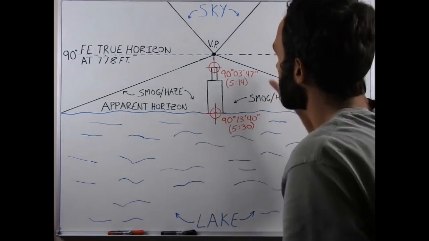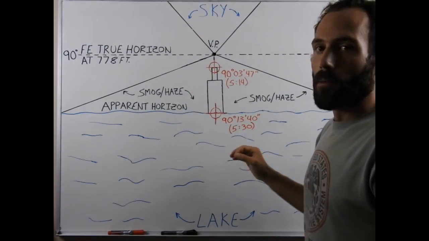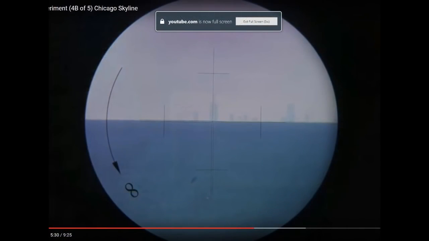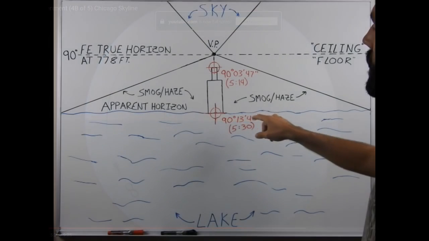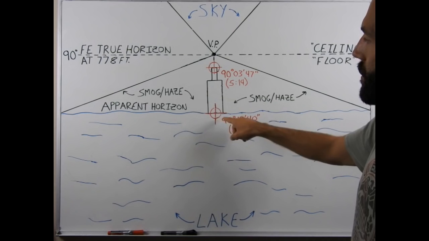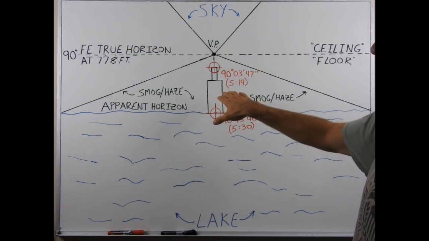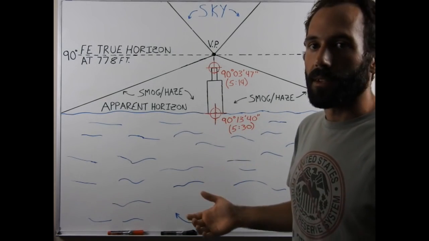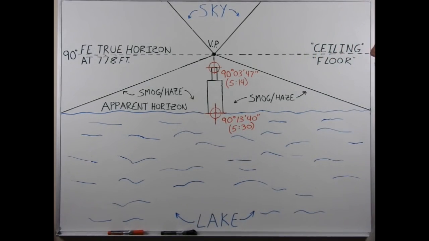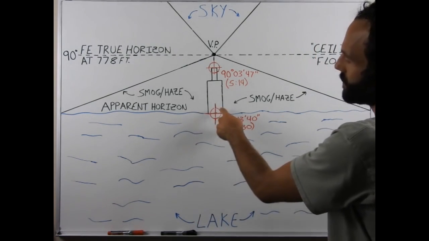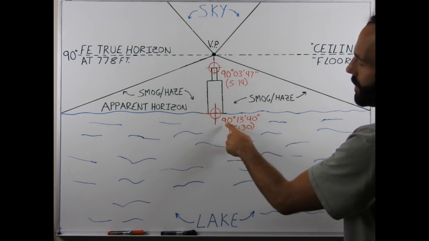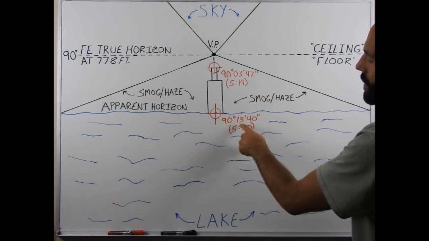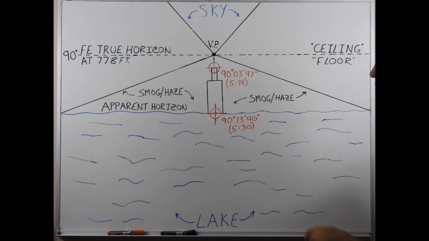I've set this board up here based on what you saw at about 5 minutes and 30 seconds. He showed a shot through the theodolite of the crosshair right down here at the base of the building. This is looking across Lake Michigan, okay, from Warren Dunes Park at an elevation of 778 feet. Okay, he shot down here to determine the distance to the horizon, and he got an angle of 90 degrees, 13 minutes and 40 seconds.